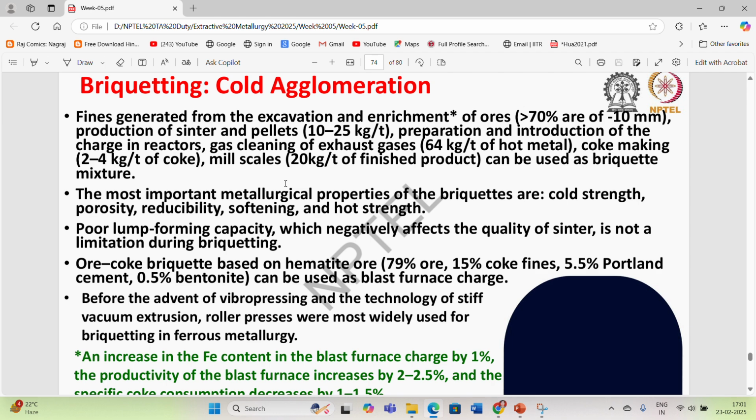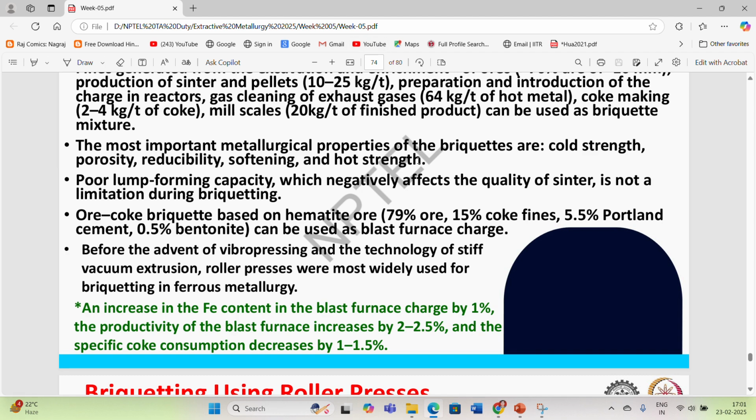So fines are generated from the excavation and enrichment of ores, containing 70% of minus 10 mm material. Uses include production of sinter and pellets, preparation and introduction of the charge in reactors, gas cleaning of exhaust gases, coke making, and mill scale can be used as briquette mixture. The most important metallurgical properties of the briquettes are cold strength, porosity, reducibility, softening, and hot strength. Poor lump forming capacity, which negatively affects the quality of sinter, is not a limitation during briquetting.